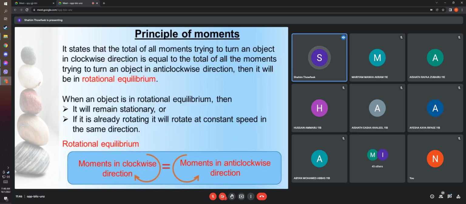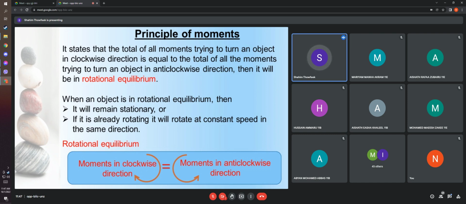Okay. Principle of moments. In each and every moments problem you're going to solve, you have to use this principle. If you don't know this principle, you can't solve. This is also under equilibrium. It states that the total of all moments trying to turn an object in clockwise direction is equal to the total of all the moments trying to turn the object in anti-clockwise direction. Then it will be in rotational equilibrium.